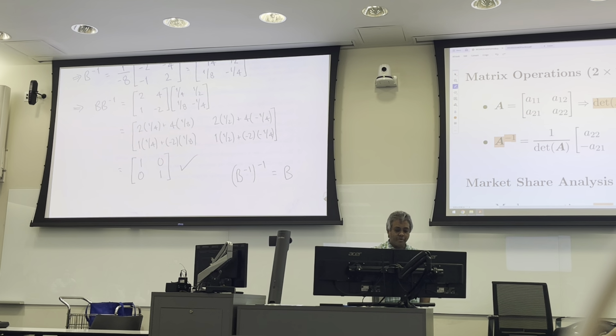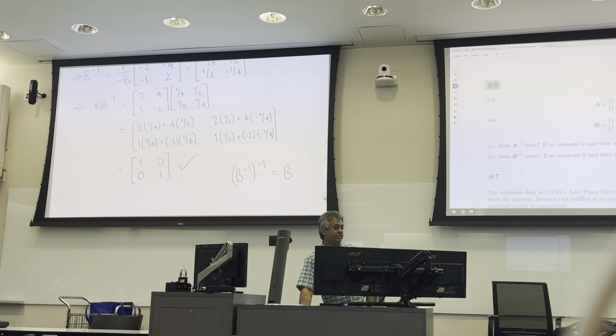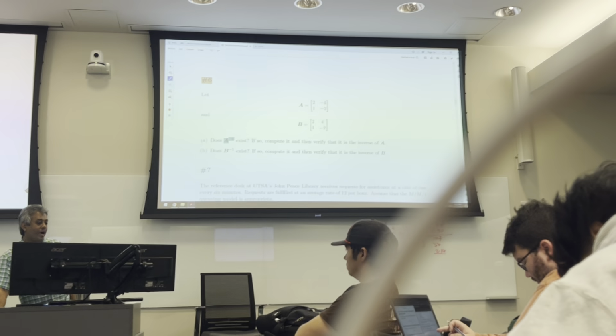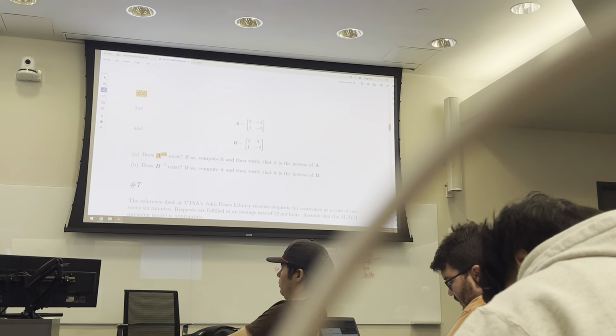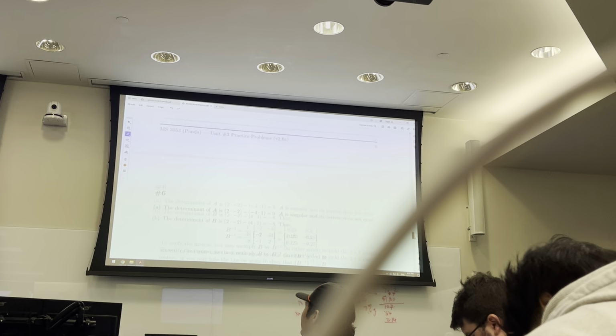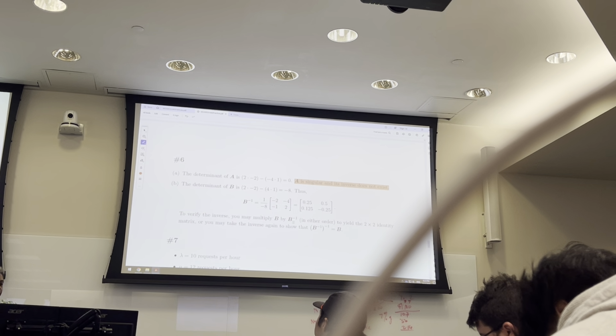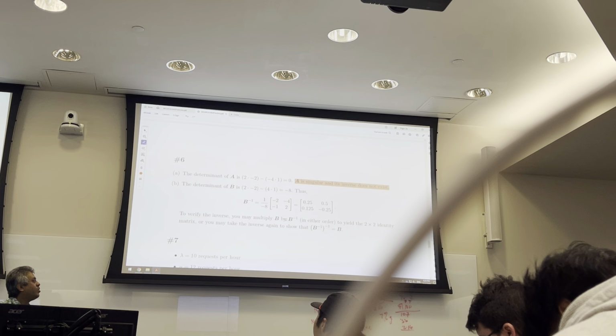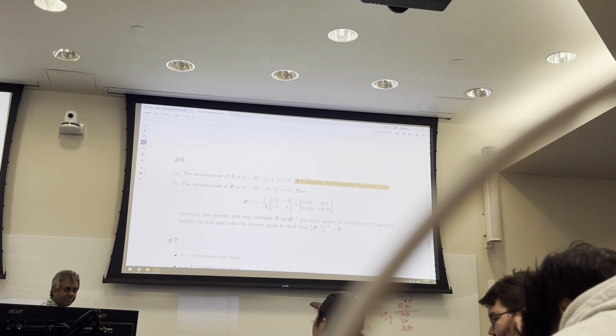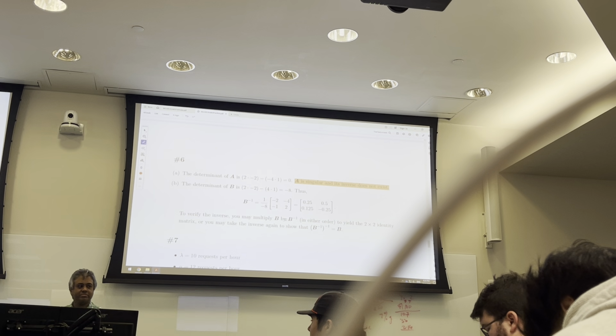So like I said, be comfortable with matrix multiplication, be comfortable with matrix inverses. So of course on the practice problems, number 6, we just did that one. So of course we know why A inverse doesn't exist in this case. A is singular and its inverse does not exist. There we go. And here we got B inverse. Like I said, to verify the inverse, you can multiply B by B inverse and get the identity matrix, or you can take the inverse again. Either one is fine.